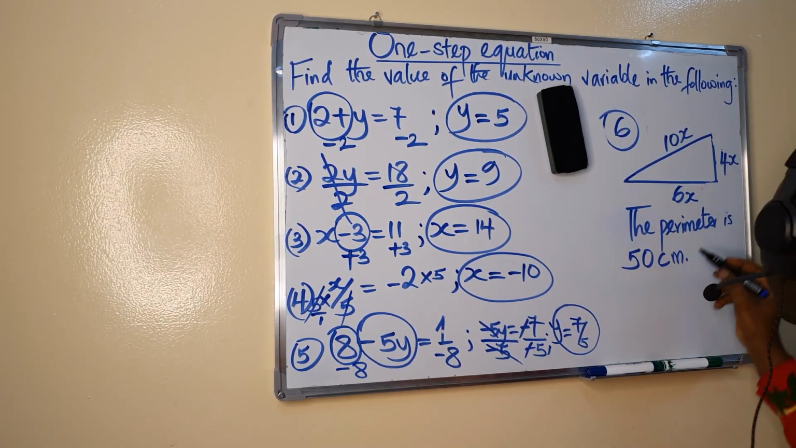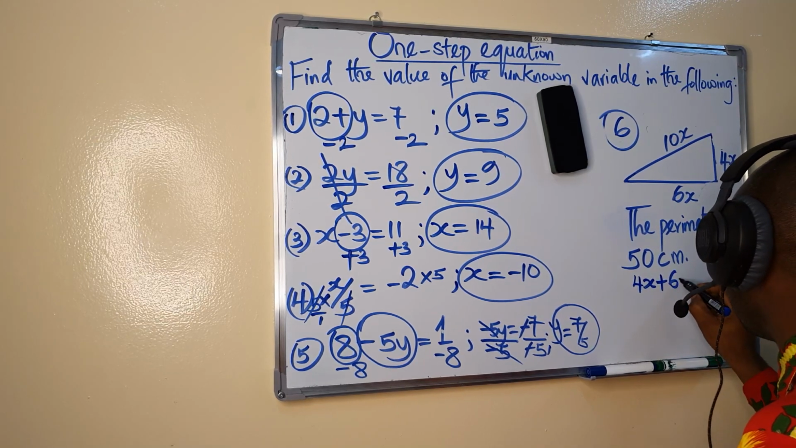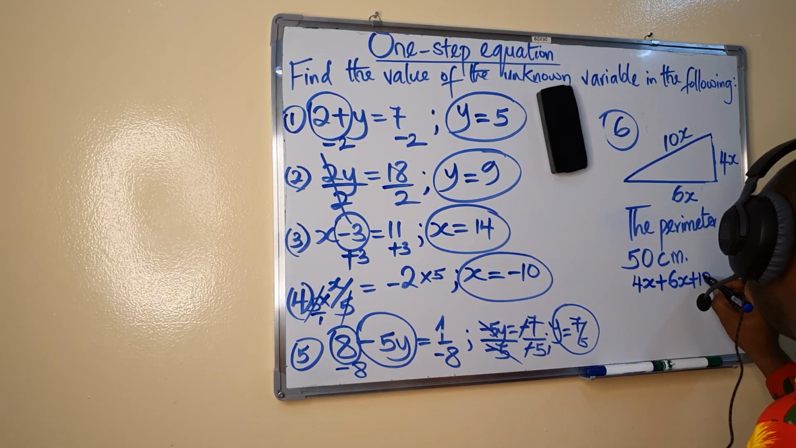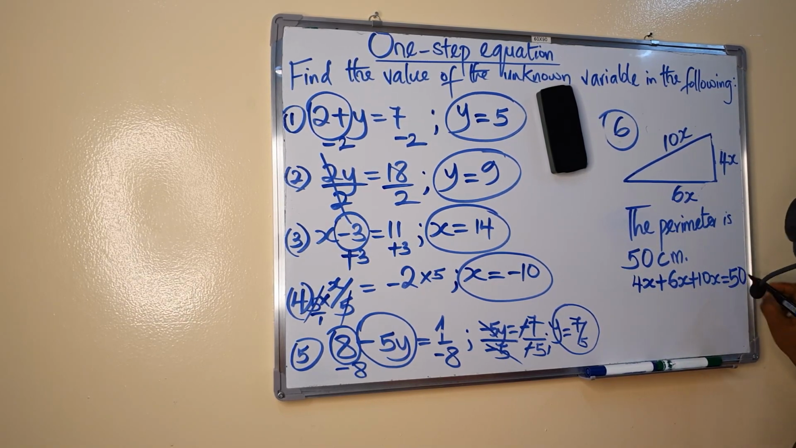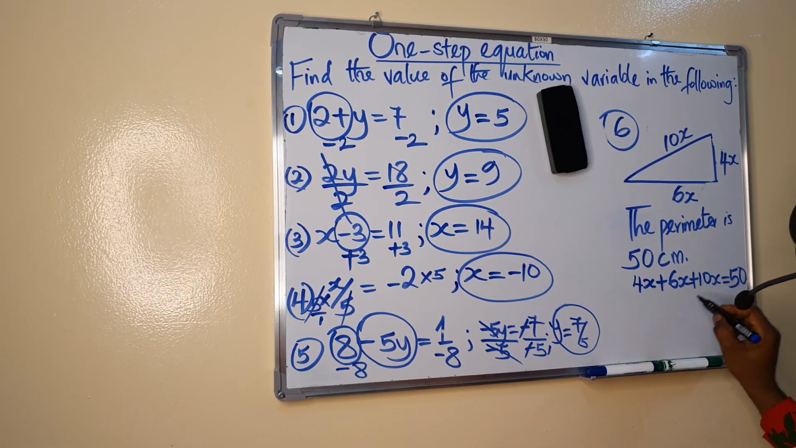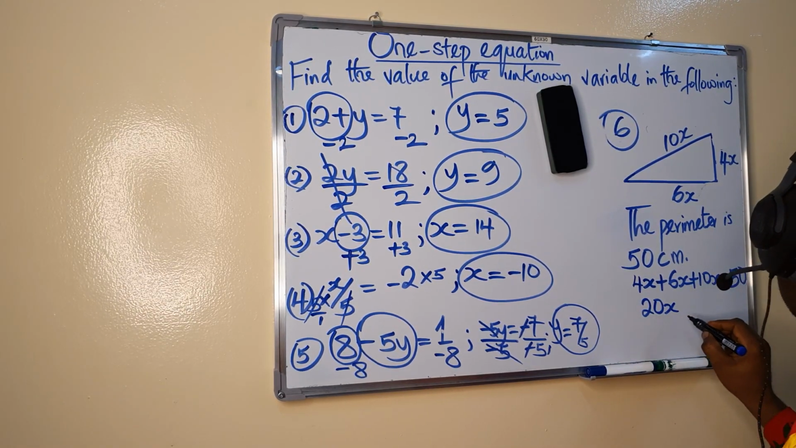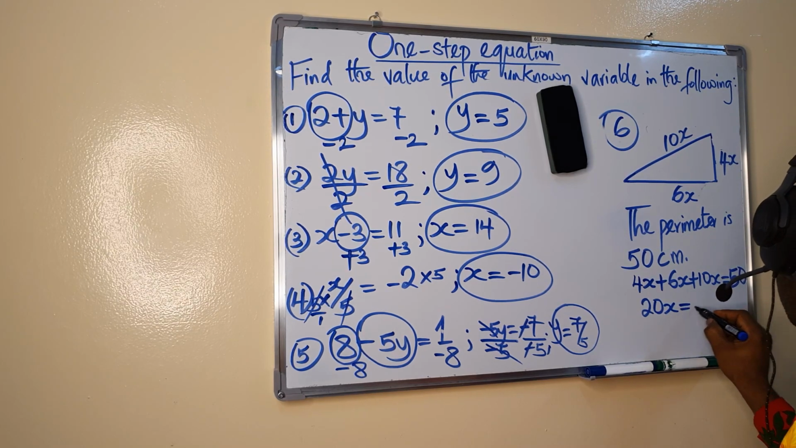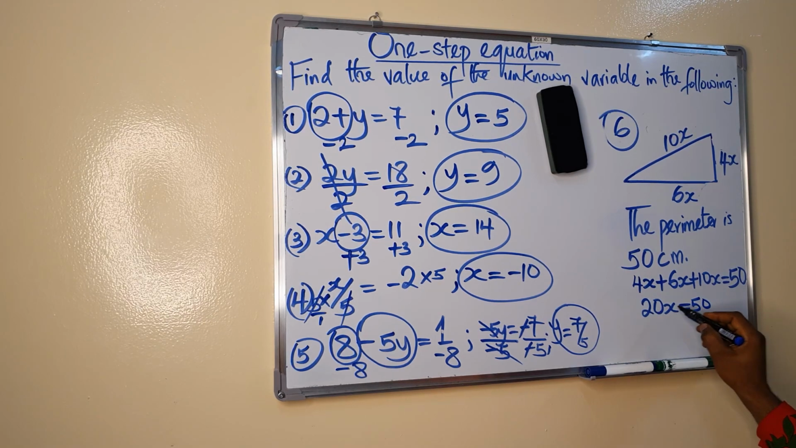Perimeter simply means the total sum of the length of the sides. So we're going to add all of them. 4x, add 6x, add 10x. The answer should give us 50 because that is the perimeter. 4 plus 6, 10. 10 plus 10, 20. So this is 20x is equal to 50.